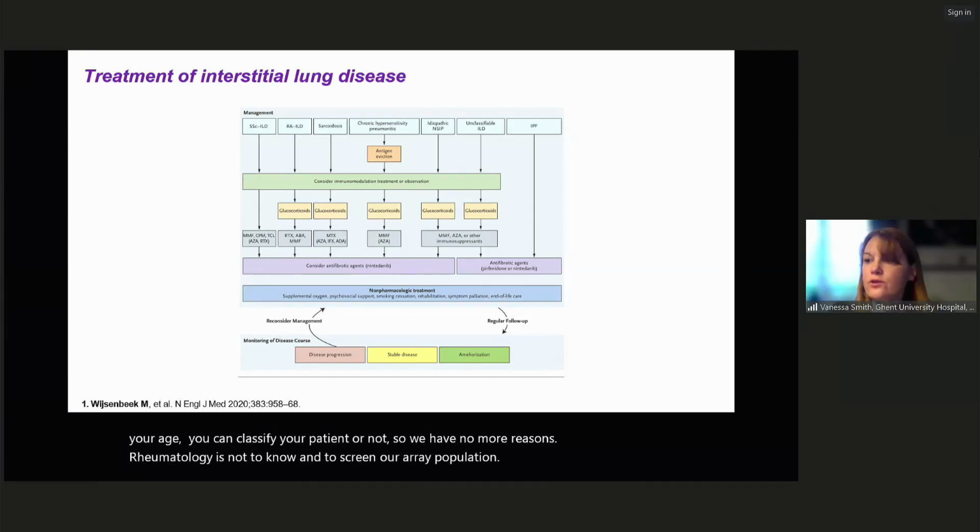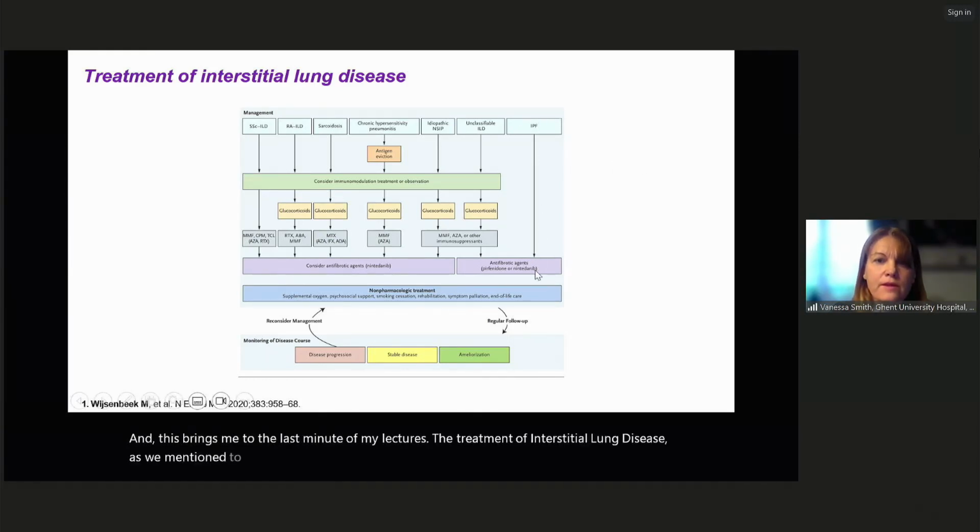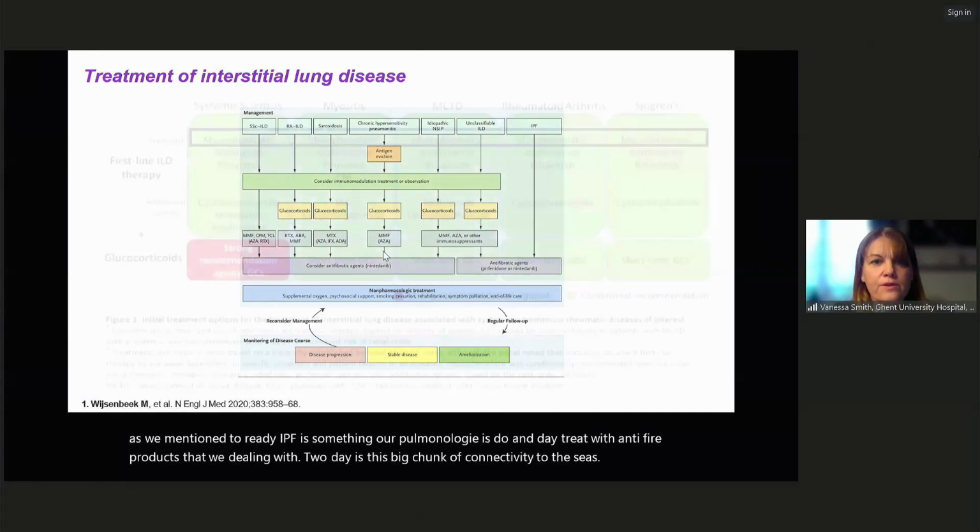And this brings me to the last minutes of my lecture, the treatment of interstitial lung disease. As we mentioned already, IPF is something our pulmonologists do, and they treat with antifibrotics. What we're dealing with today is this big chunk of connective tissue disease-related ILD. And let me guide you through this.